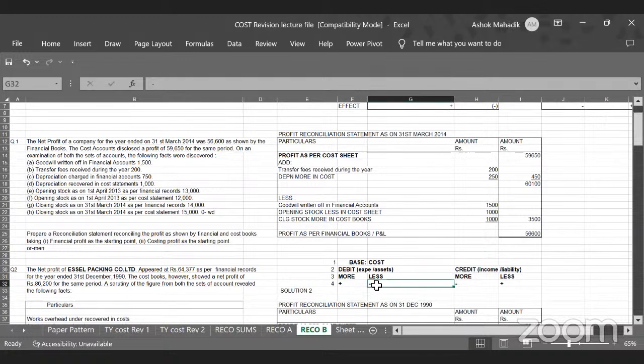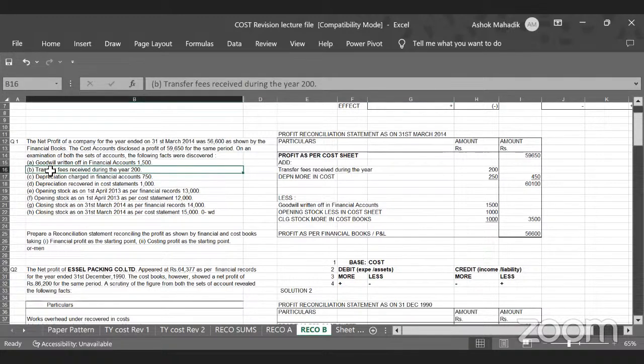Adjustment is goodwill written off in financial account 1,500. Okay. Step one, cost. This is our cost. Step two, debit or credit. It's a debit item because goodwill written off is the expense. Then since our base is cost, tell me whether it is more in cost or less in cost. Goodwill written off never appears in cost. So in cost it is less. So in the answer format, in less category, you will write goodwill written off in financial accounts 1,500. That's it. Okay. Go to second one, B.